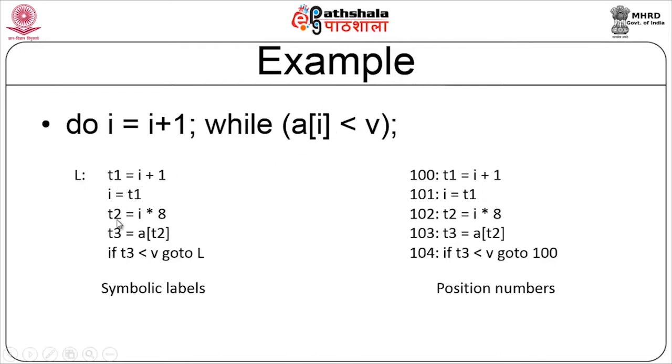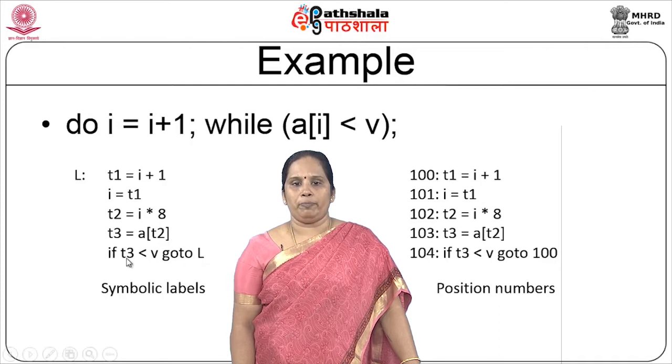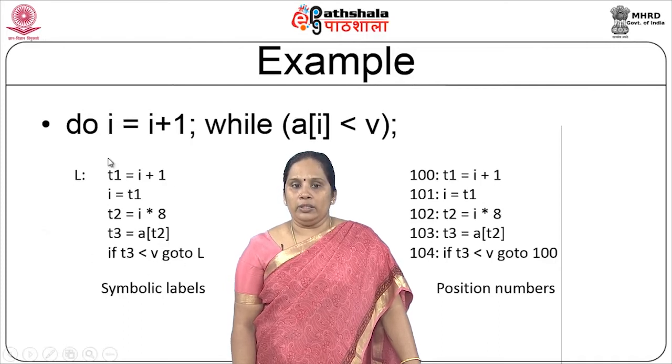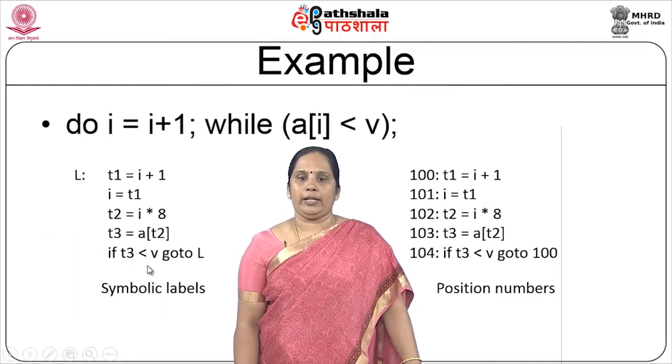Then I will say T2 is equal to I into 8, because I am assuming that the integer is going to be of length 8 bytes. I am going to do an A of T2, that is how much offset is necessary, assigning it to T3. So this is the value A of I computed in T3. I will check T3 less than V. If T3 is less than V, go to L. So this is a conditional jump. So I will go here. So this is a do while loop. I will keep on looping till this condition is satisfied.